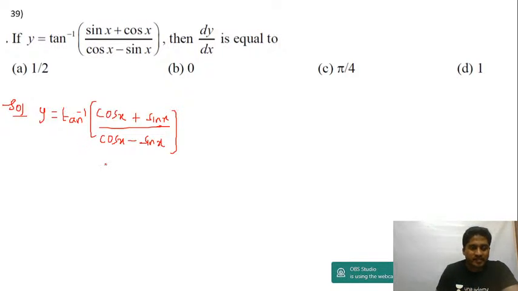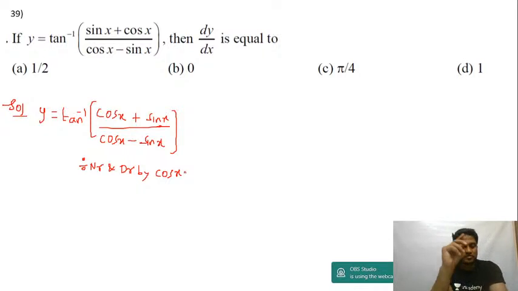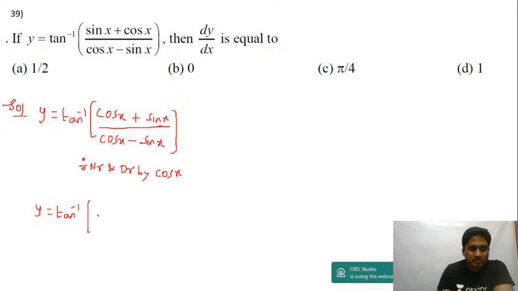Any relation between cos and sine, guys, you should divide the numerator and denominator by cos x. I repeat myself, guys. Any relation between cos plus sine and cos minus sine, you should divide numerator and denominator by cos x. So this becomes y equal to tan inverse of, if I divide by cos, you get 1 plus tan x upon 1 minus tan x. Is it okay?